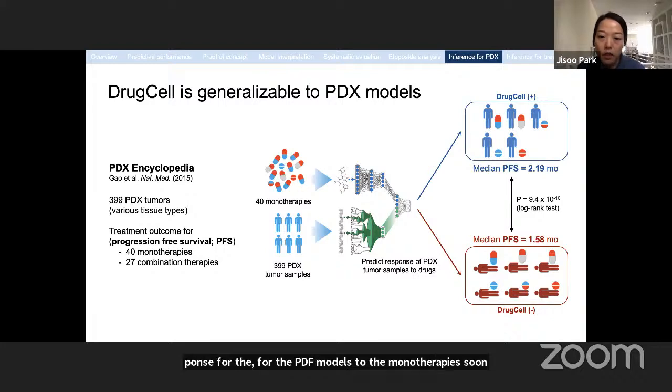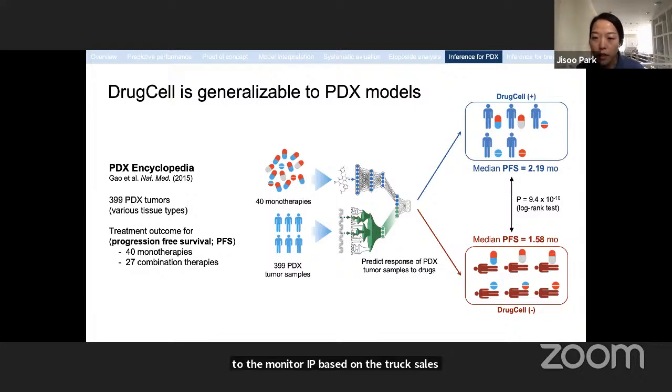Since the drug response is measured using progression-free survival in the PDX data, which is different from our measurement, which was AUC, we first stratified the PDX models into a DrugCell positive group that is sensitive to the treatment and a DrugCell negative group that is resistant to the monotherapy, based on DrugCell's prediction. The binarization is done using the median predicted drug response AUC value. Then I compared the median progression-free survival rate between the two groups.